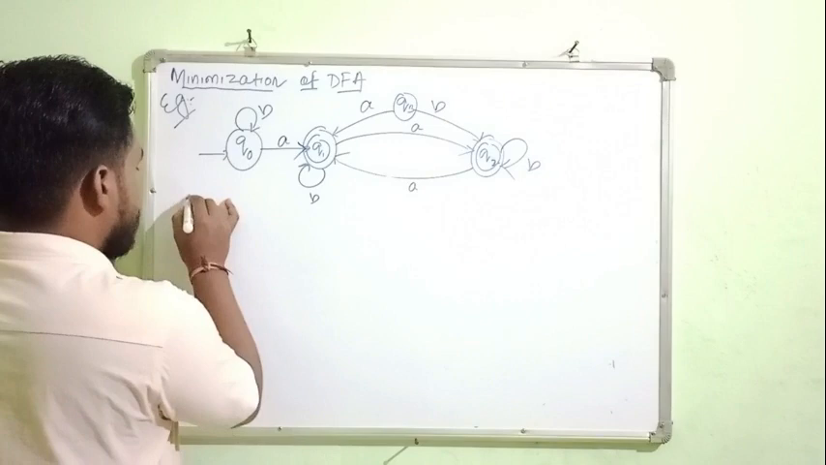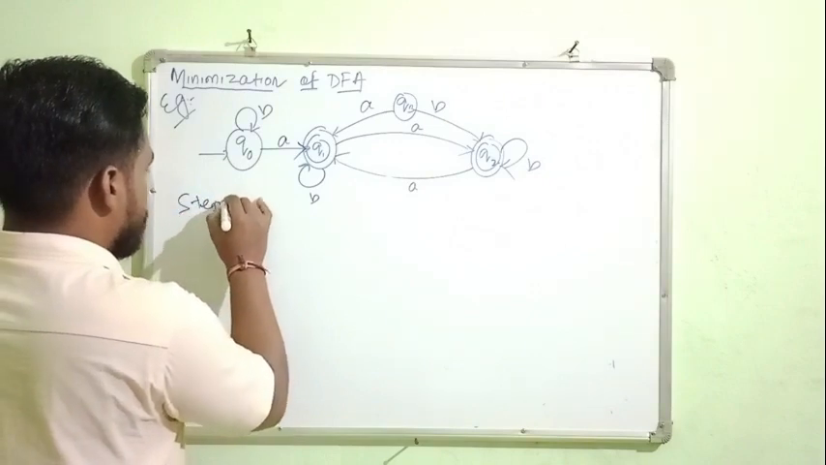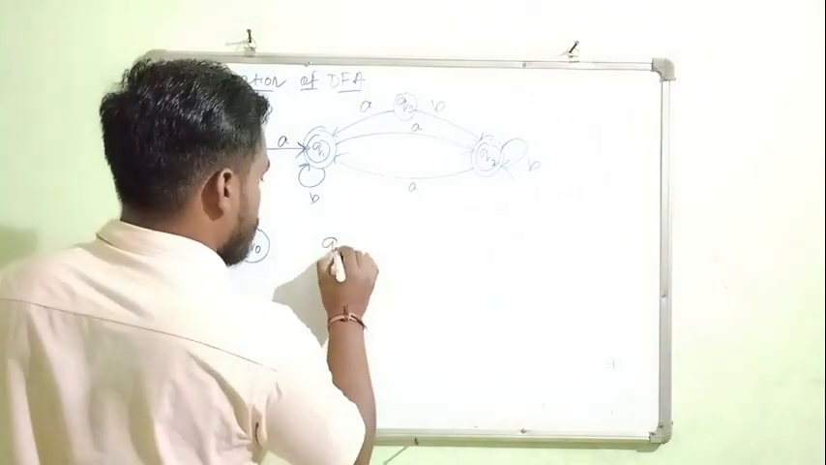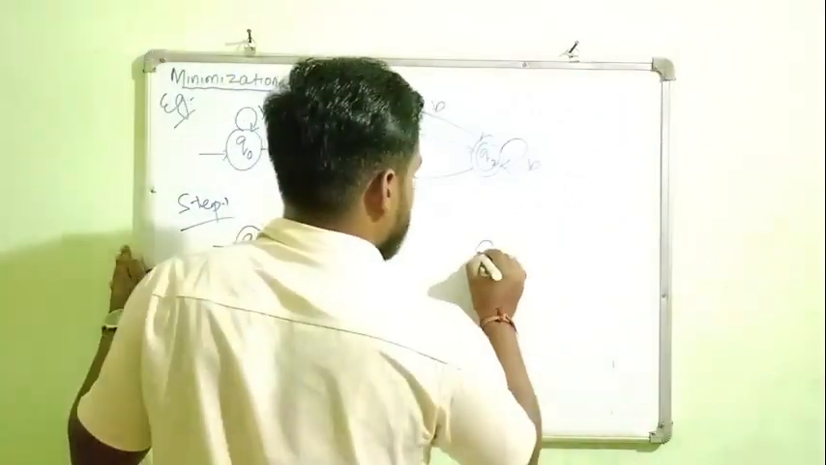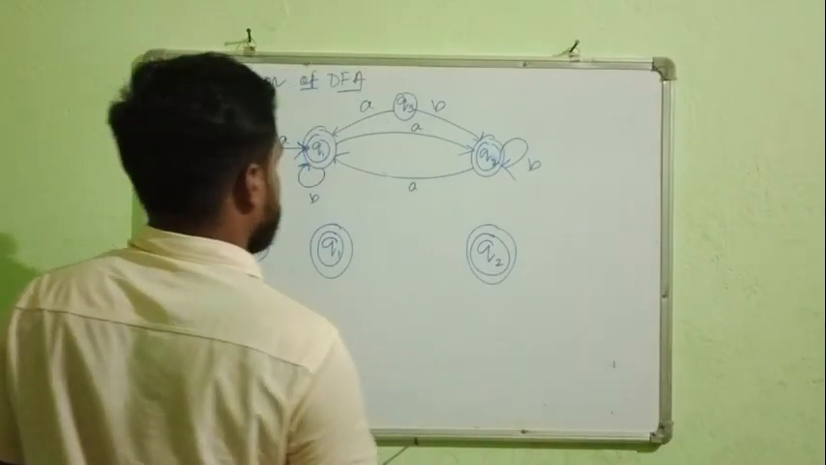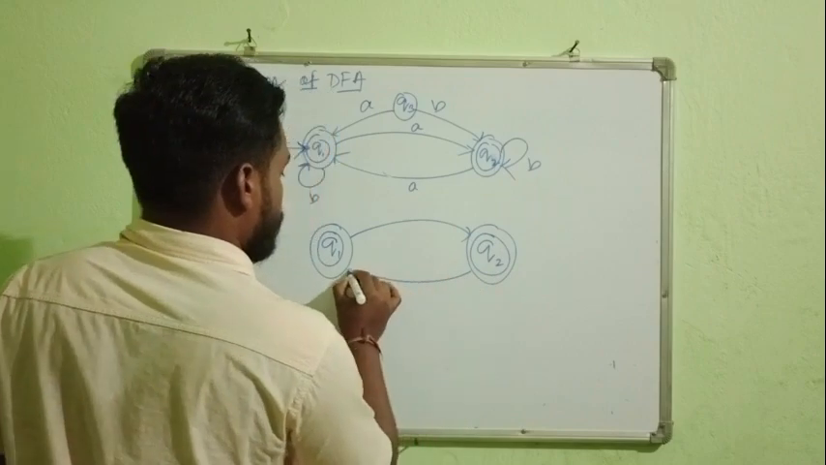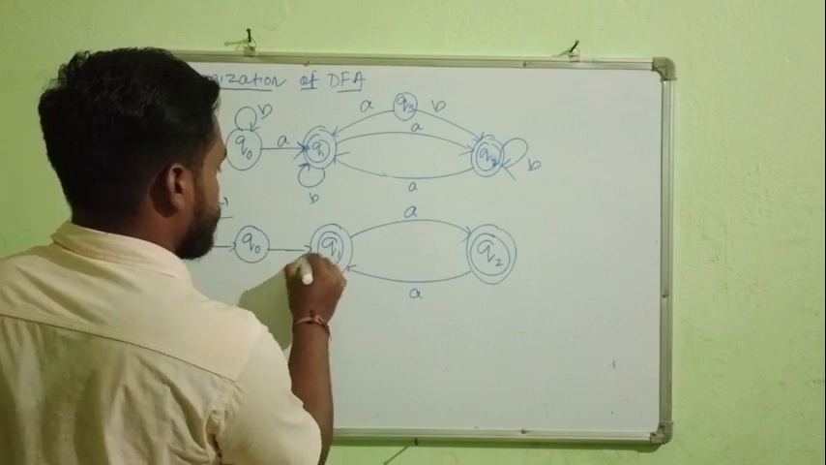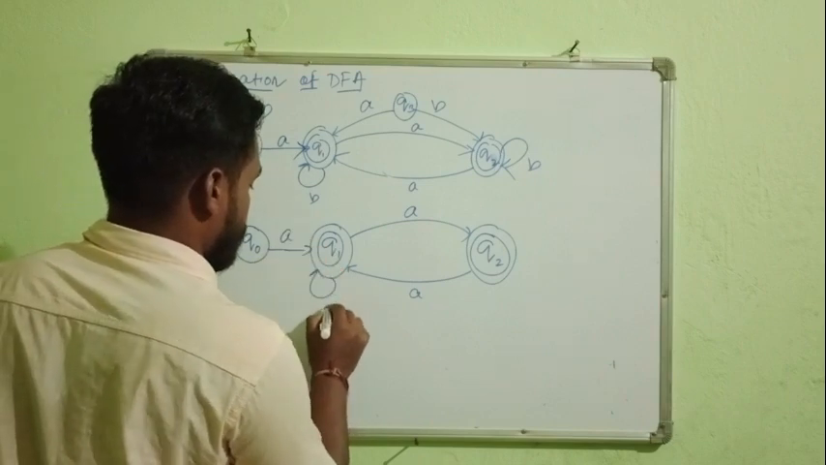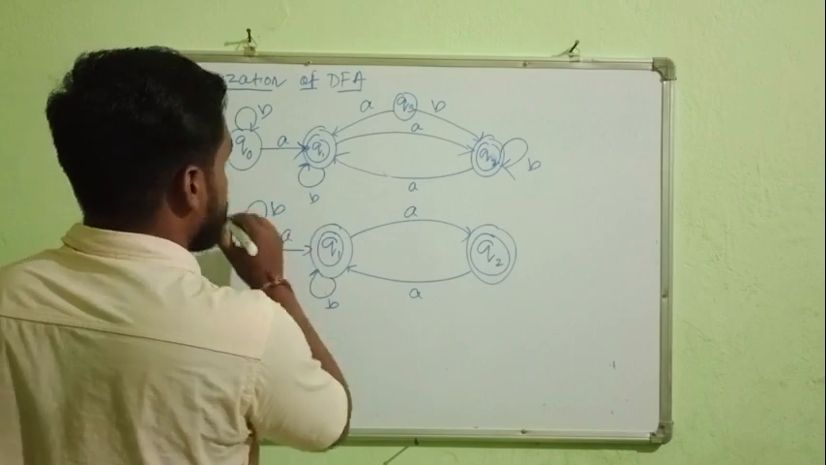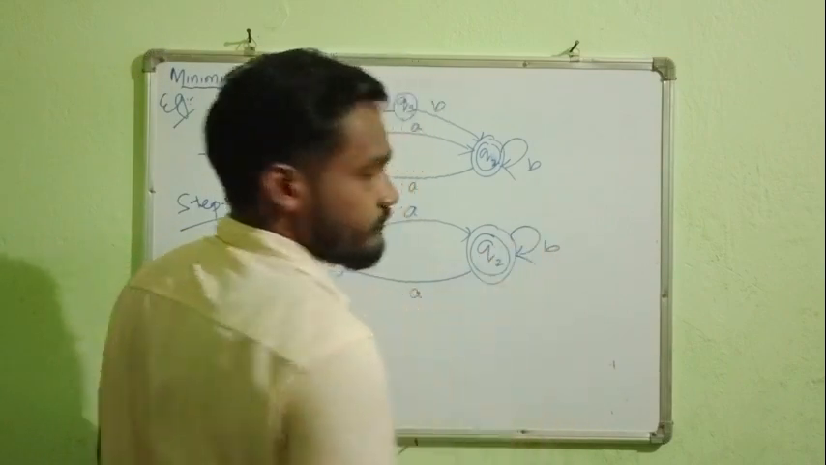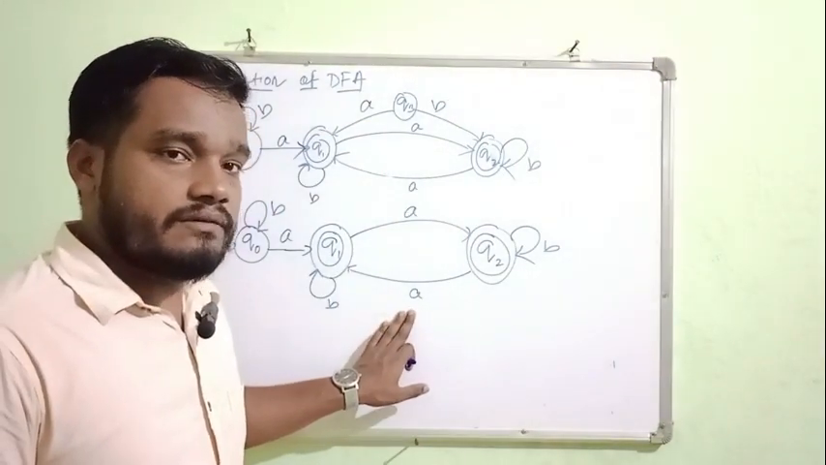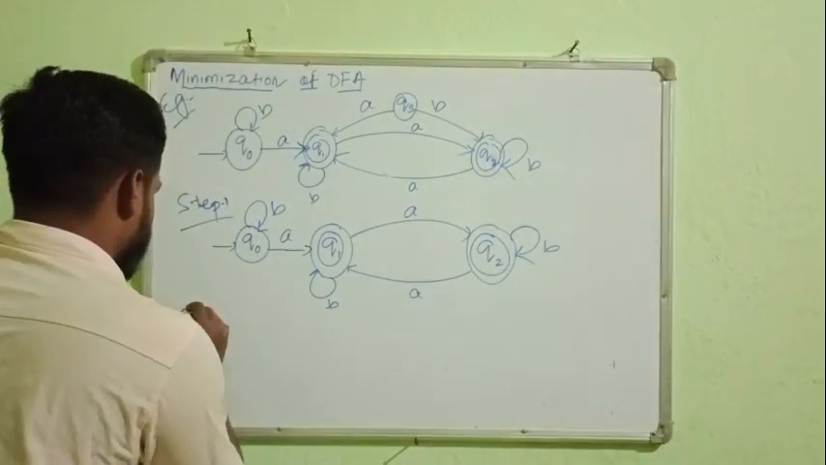Simply, according to step 1, we will keep Q0, Q1, Q2, and the remaining transitions stay the same as before. We are getting this kind of DFA after completing step 1. Then we will go to step 2.